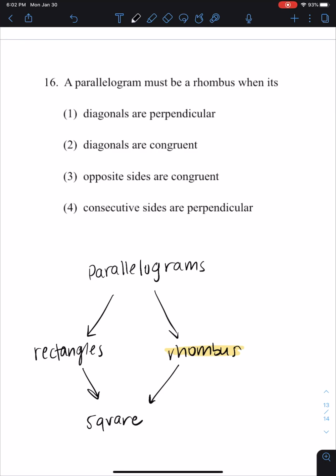square. So we need to go through all of these options, and if you look back to your parallelograms checklist chart that we memorized during that unit, you'll be able to see these. So the diagonals are perpendicular. This is a specific property of a rhombus.